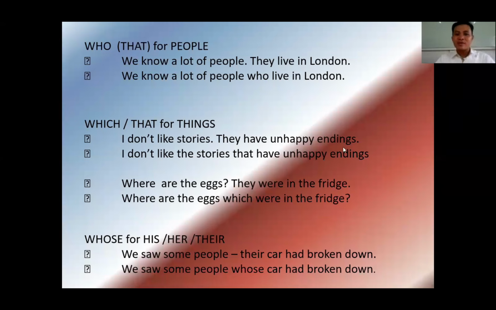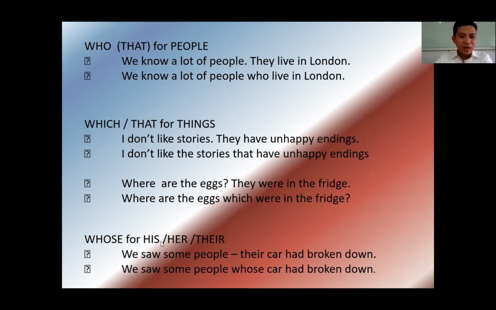Okay, another example. Where are the eggs? They were in the fridge. Two sentences, so you join them together: Where are the eggs which were in the fridge? Eggs is replaced; which replaces eggs. Okay, so we're going to make it a bit quick.